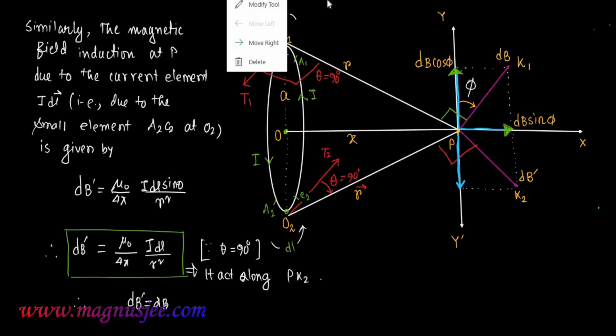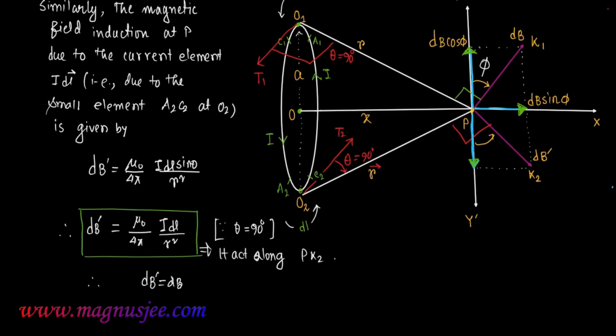Similarly, we can assume that the magnetic field induction dB prime acts at an angle phi with the negative y-axis, and we can find the two rectangular components of dB prime. The rectangular component of dB prime along the negative y-axis is dB prime cos phi, and the rectangular component along the x-axis is dB prime sin phi.